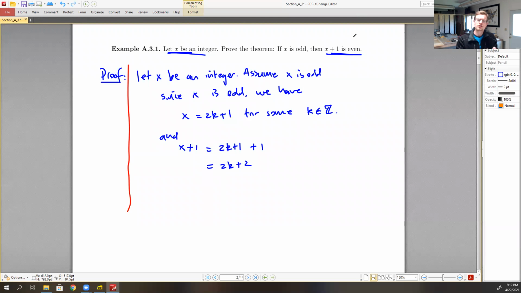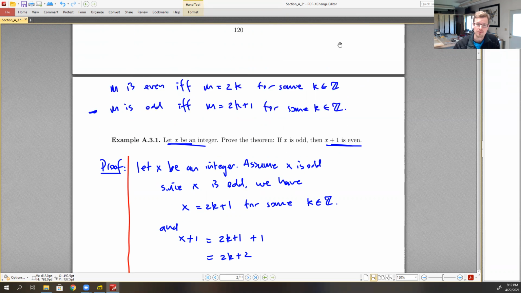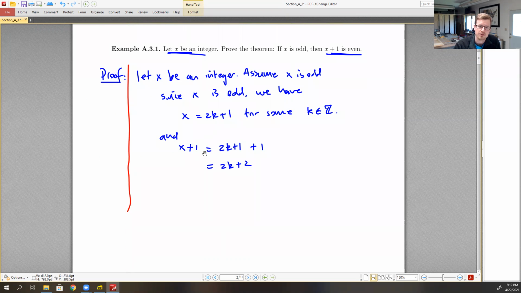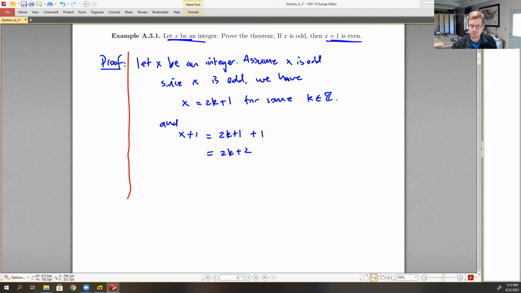If I want to do that, I need to show that x plus 1 can be written as 2 times something. I've written out what x plus 1 is: it is 2k plus 1 plus 1. I've combined like terms, and I recognize here that I can pull a common factor of 2 out, and I have k plus 1. Now, this tells us that x plus 1 is even as long as k plus 1 is in fact an integer. And is it? Well, yes, an integer plus an integer is an integer. So we do have that.